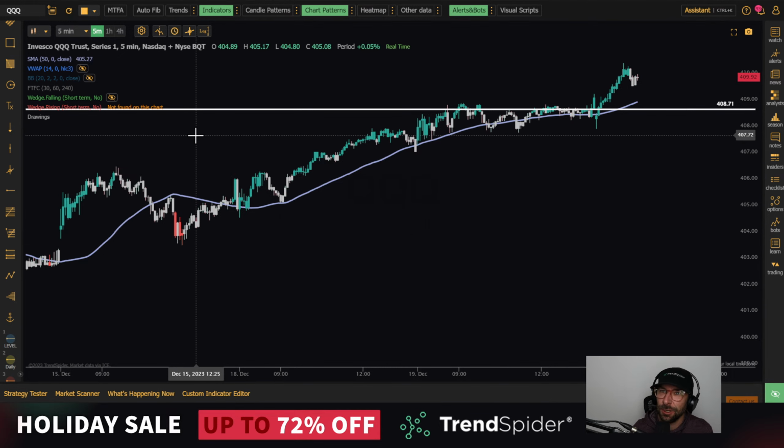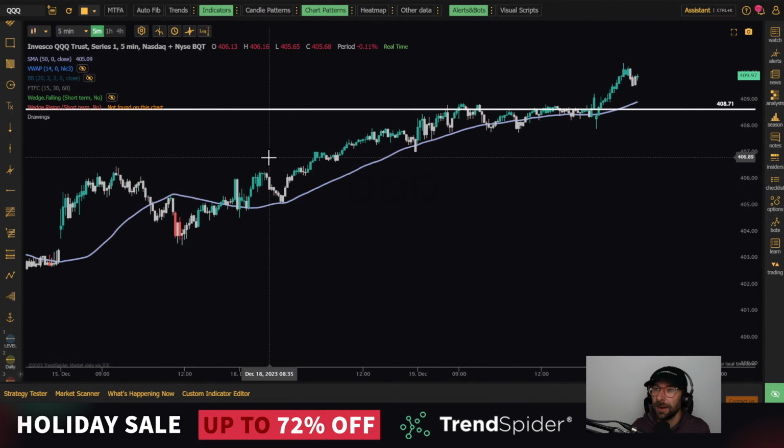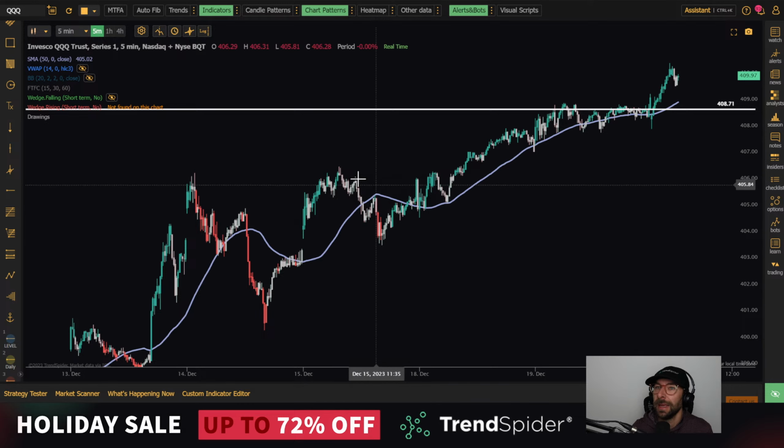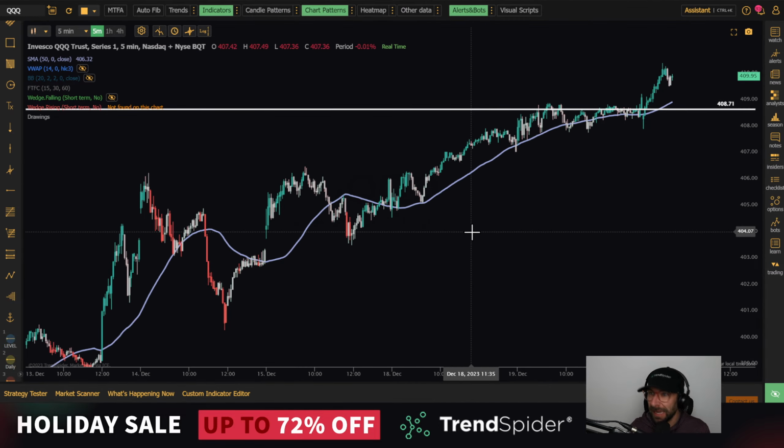It's kind of the idea, and you can adjust this to whatever 3 time frames you want to include up to the 4-hour. So if you wanted the 15-minute, the 30-minute, and the 60-minute, you could do that. And the indicator is visible on any time frame below the lowest time frame that you have selected. In this case, I have the 15-minute as my lowest time frame, so the indicator is going to be visible on the 15-minute and lower. That's how this indicator works.